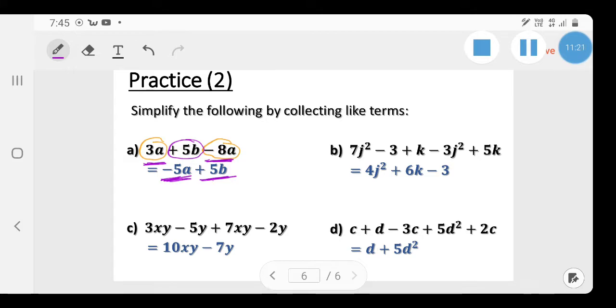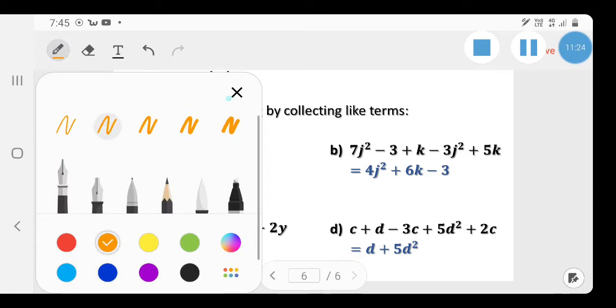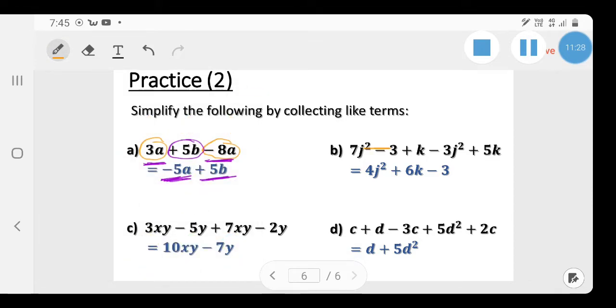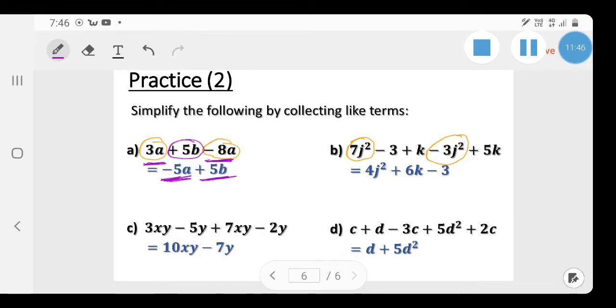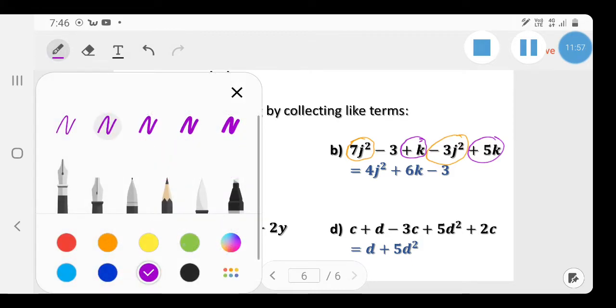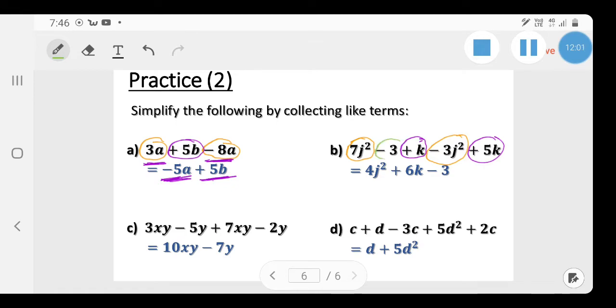All right, question B. We have, let me go back to orange, my favorite color. All right, I'm going to circle like terms. 7j squared. What else has a variable part that is j squared? Well, this does. Minus 3j squared. Okay, and that's it for j squared terms. What about terms with a variable part that's just k? Well, we have plus 5k and plus 1k. And then we have a constant term all by itself, minus 3. If there was another constant term, maybe at the end, you know, a minus 2, then those constant terms would be like terms, and they would combine together.